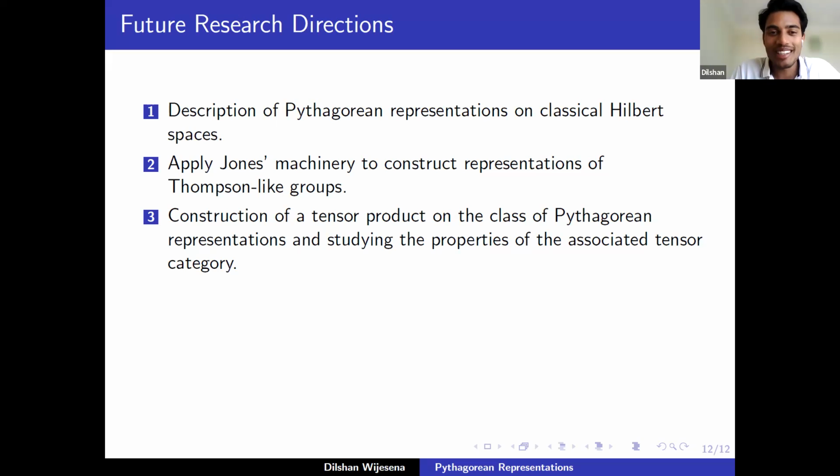Yes, that's actually a good question. That's something that we have looked a little bit into, but haven't done any serious work on yet. But you definitely could apply Jones' machinery to construct some kind of Pythagorean representations for those kinds of groups. And it's quite interesting because in those groups, you do have two colors now, so you have two Pythagorean pairs that you can work with there.